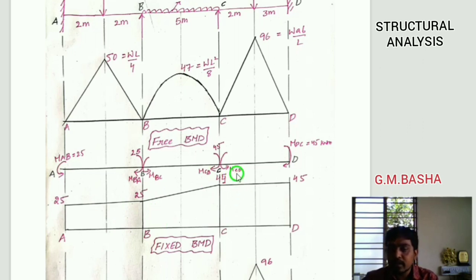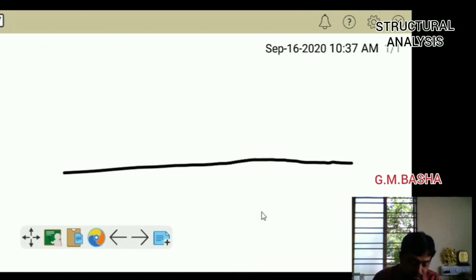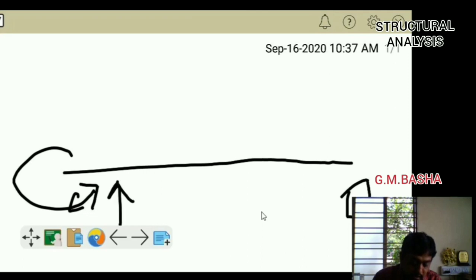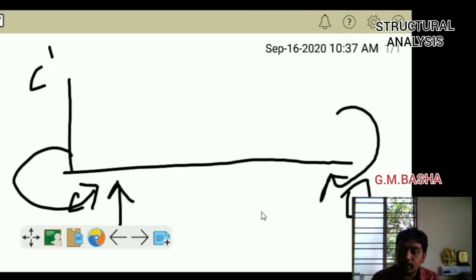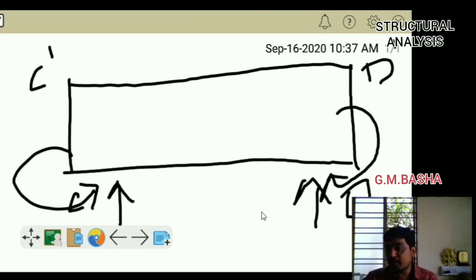Similarly, if you go for CD, I am showing it here on the board. See here, this is the CD position. Whenever an anti-clockwise moment is applied in the downward direction, the beam here moves to some C dash. How much will it be? It will be some 45 kilonewton meter. Similarly, from the other end, a 45 kilonewton meter moment is applied in the downward direction, so the beam tends to move in the upward direction, that is some 45 kilonewton meter, some D dash. So if you join these two lines, you will get a fixed bending moment diagram.